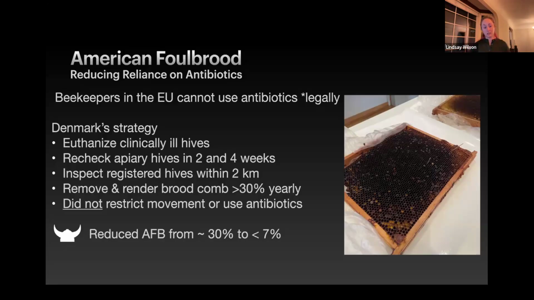Another wonderful thing they did, which goes against my intuition a bit, is they removed over 30% of their brood comb every year. All of the beekeepers, all their old brood comb. I was taught that drawn comb is gold. Hang on to that stuff as long as you can. You can put it back in, you can build your hives, do your splits with it, keep that drawn comb.